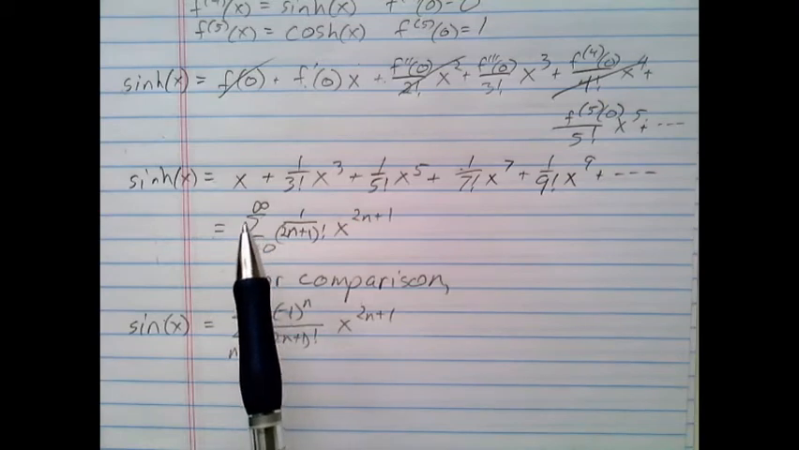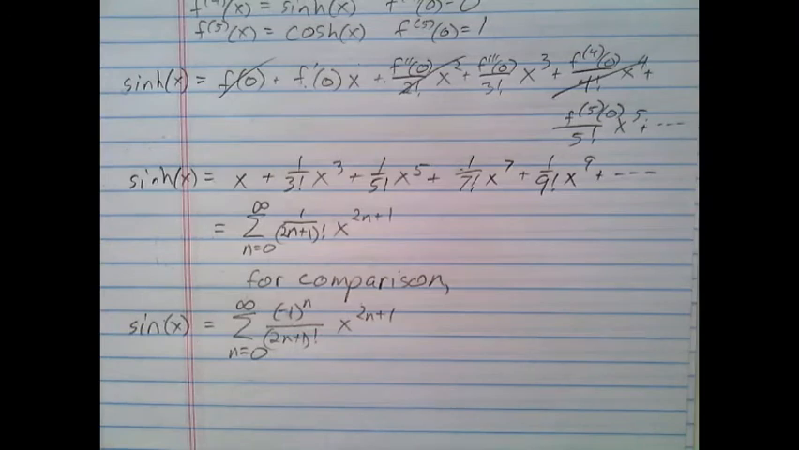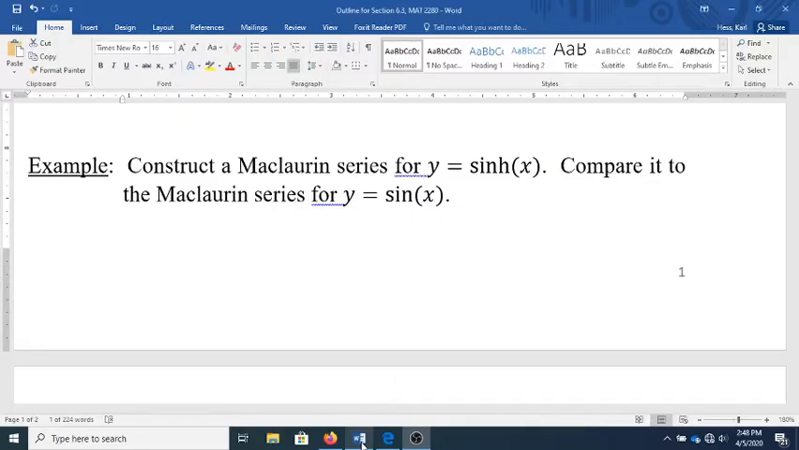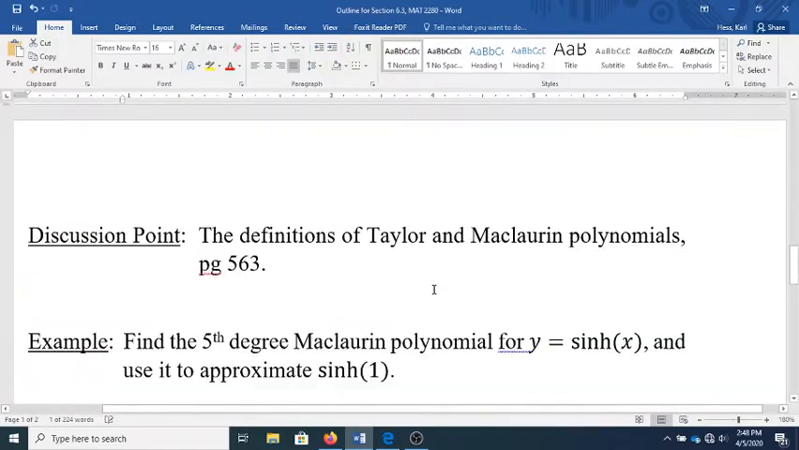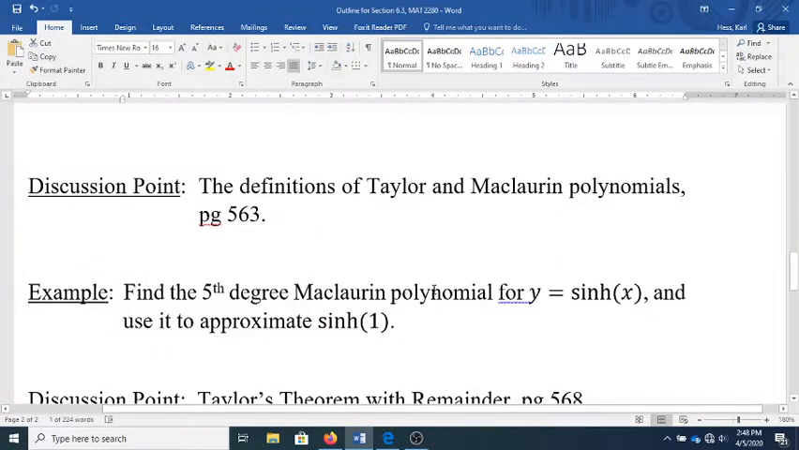But apart from that, the power series centered at 0, or Maclaurin series for hyperbolic sine, same as the one for regular sine. Nice little parallel there. And it makes it a little bit easier to remember. Alright, let's go back to our outline. Alright, so we built the entire Maclaurin series for hyperbolic sine of x. But let's see what we mean by Taylor and Maclaurin polynomials.